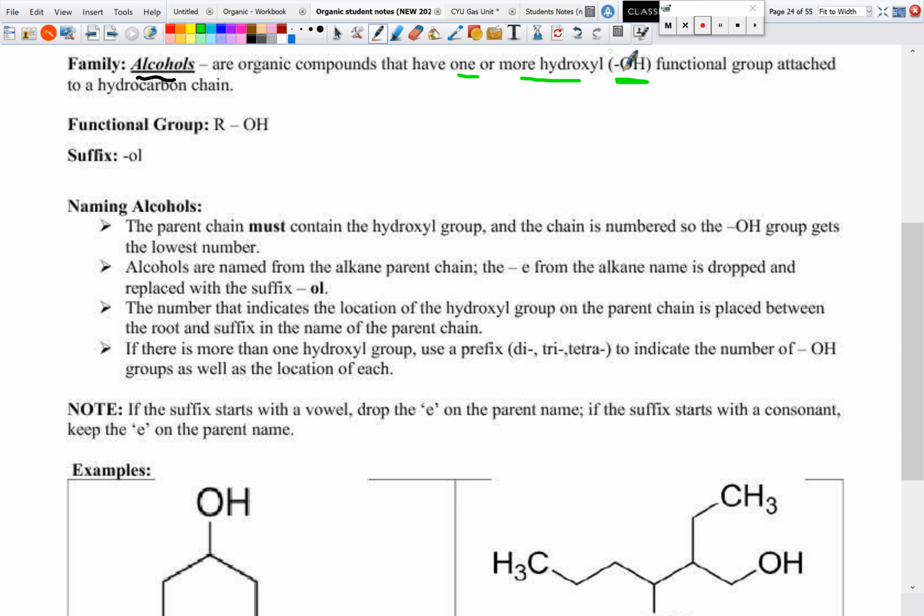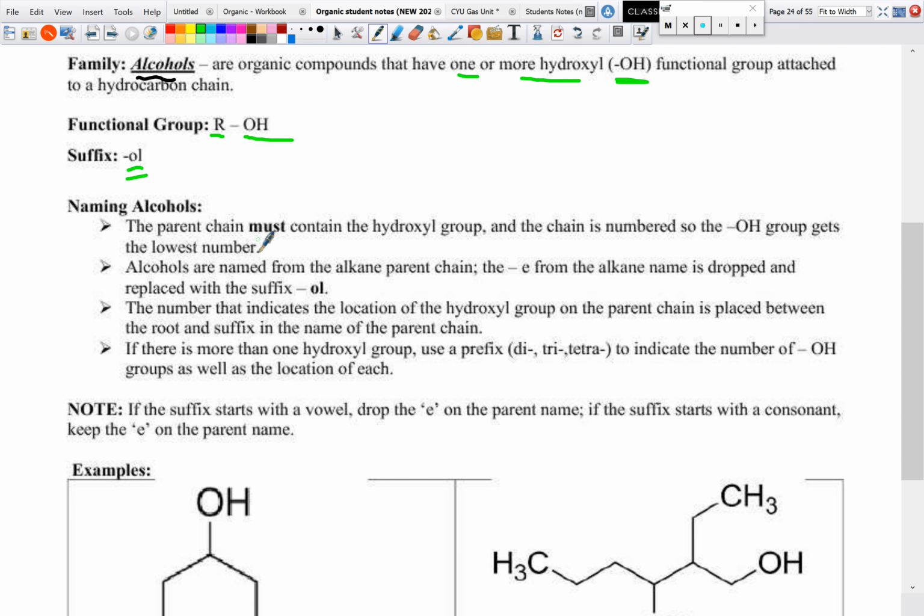So hydroxyl is the covalently bonded OH, so it's not hydroxide. Normally what we see right here is a hydrocarbon chain, and we're going to see the hydroxyl group at the end, and we're going to realize that we're dealing with alcohols because the suffix, or the ending, we're going to see is OL. Now for naming our alcohols, they're treated almost the exact same as alkenes and alkynes.